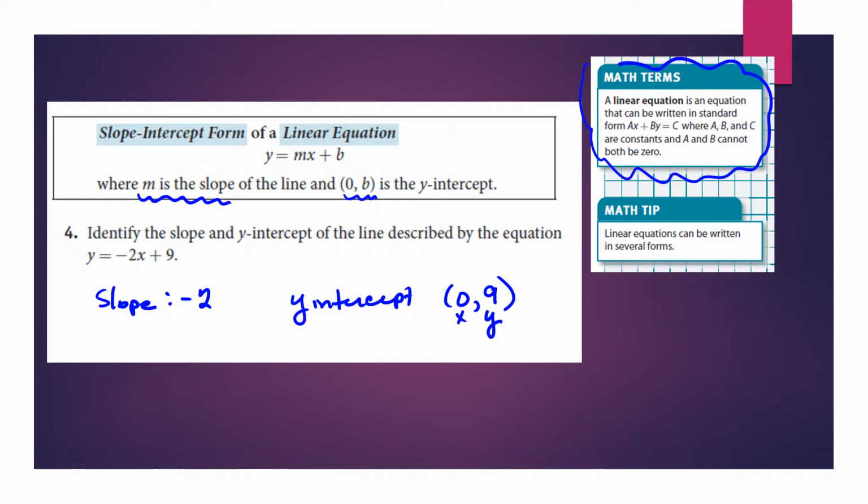A linear equation is an equation that can be written in standard form, ax plus by equals c, where a, b, and c are constants and a and b cannot both be 0. So those are integers that are not 0. Math tip: linear equations can be written in several forms. So we're learning this slope-intercept form first, but there are other forms and we will be learning those too. But this is always the one we come back to.